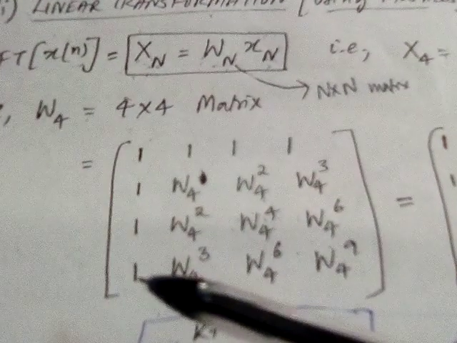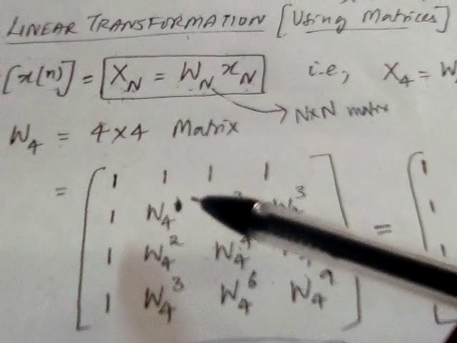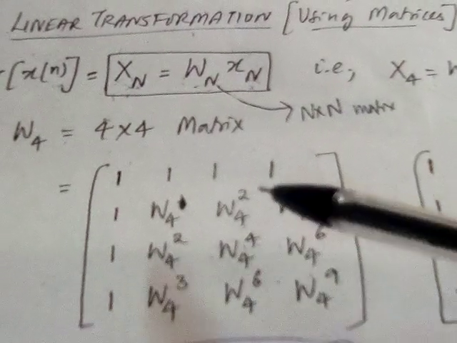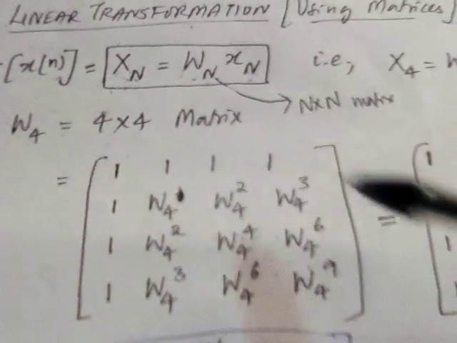First row, first column will be 1, the phase factor matrix, and then write W suffix 4, and the superscripts 1 2 3, 2 4 6, 3 6 9. This is a 4 cross 4 matrix.